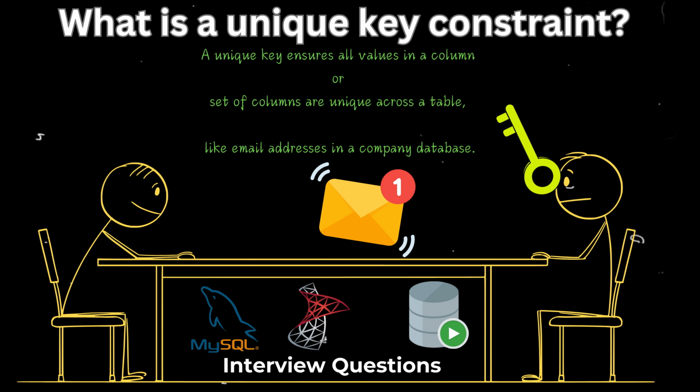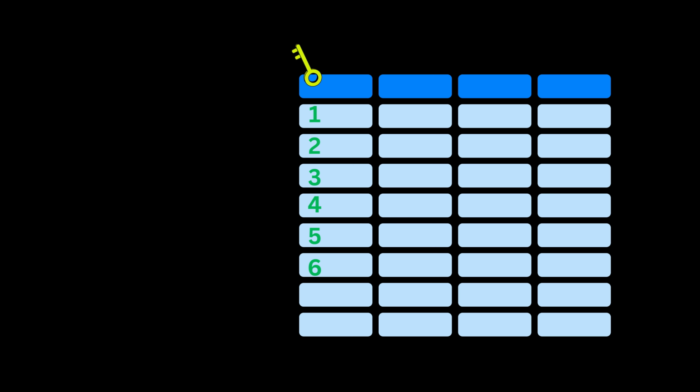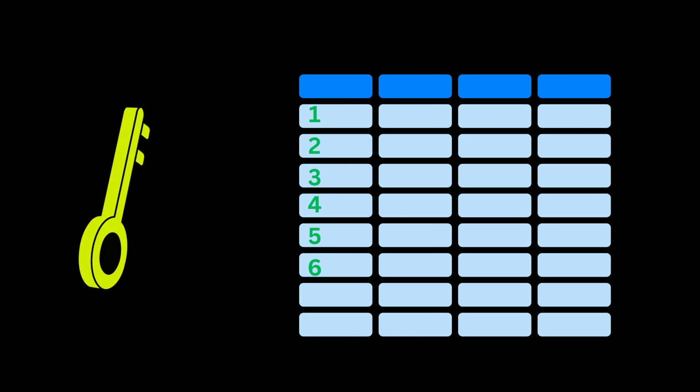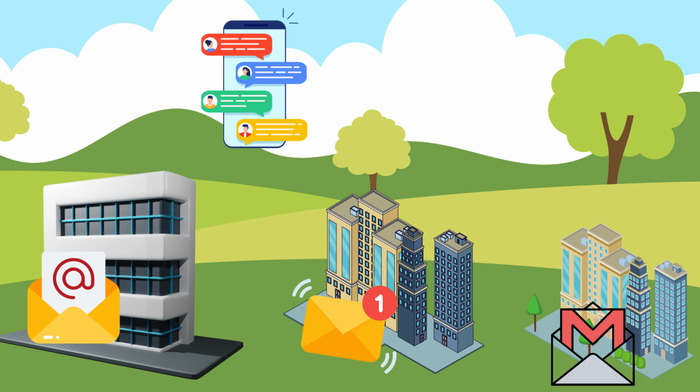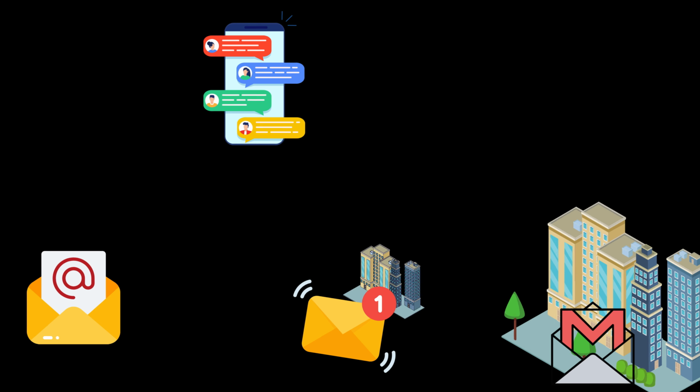What is a unique key constraint? A unique key constraint ensures that all values in a column, or a set of columns, are unique across the table. In a company, each employee might have a unique email address. The unique key constraint ensures no two employees can share the same email address.